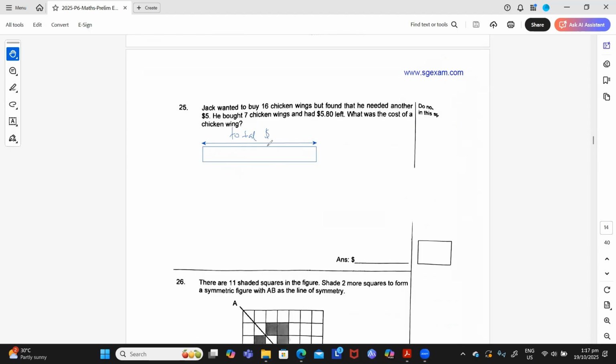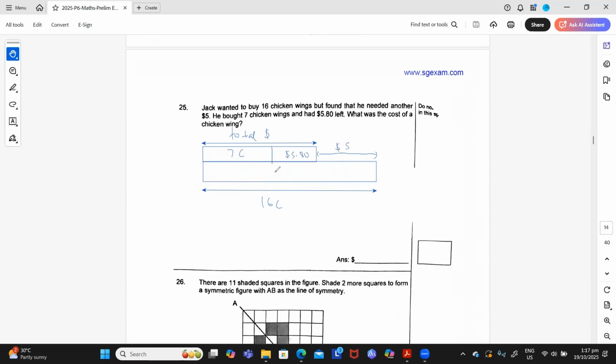Okay, so before, your total money is made up of 7 chicken wings, and then you have $5.80. So that's your total money, right? So if you were to cater to buying 16 chicken wings, you will exceed your total. You can write down 16. You'll exceed your total by $5.